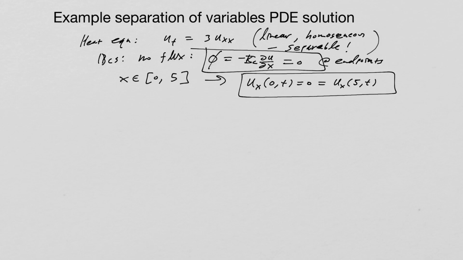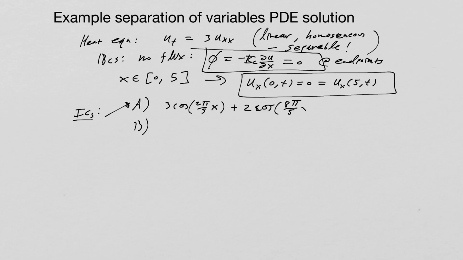is equal to 0. All right, so before we talk about the first step, we have to talk about initial conditions. In this case, we're actually going to do two initial conditions, A and B. The first one will be 3 cosine of 2 pi over 5 x, plus 2 cosine of 8 pi over 5 x. So that will be my u(x, 0) initial condition.